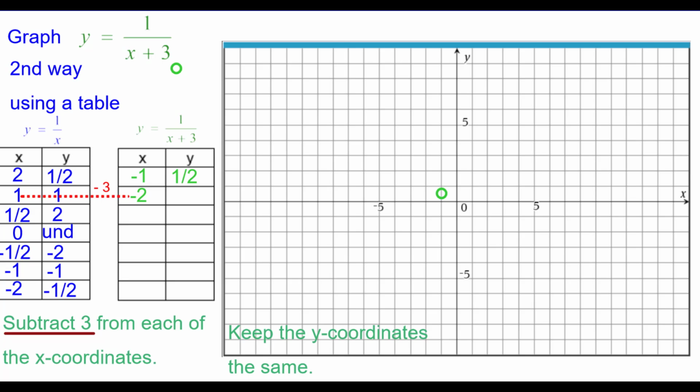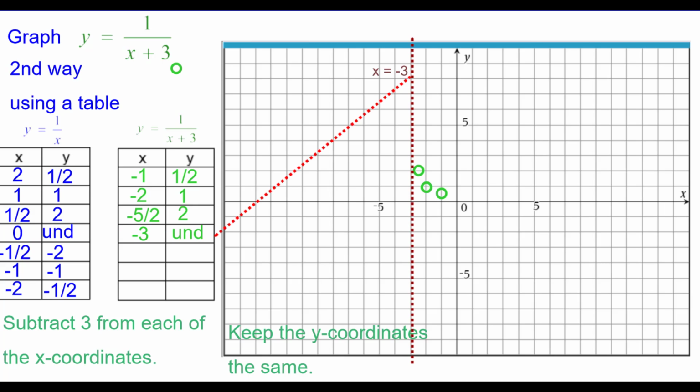1 minus 3 is negative 2 comma 1. A half minus 3, I'm going to think of the 3 as 6 halves. So 1 half minus 6 halves is negative 5 halves, keeping the y coordinate the same and plotting that point. 0 minus 3 is negative 3, and at that point it's undefined. So that's going to be our vertical asymptote at x equals negative 3.